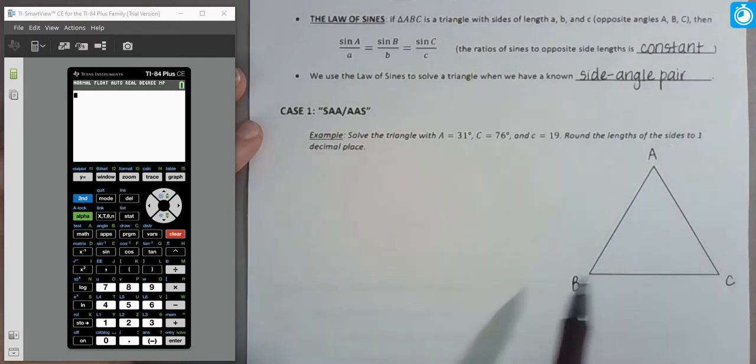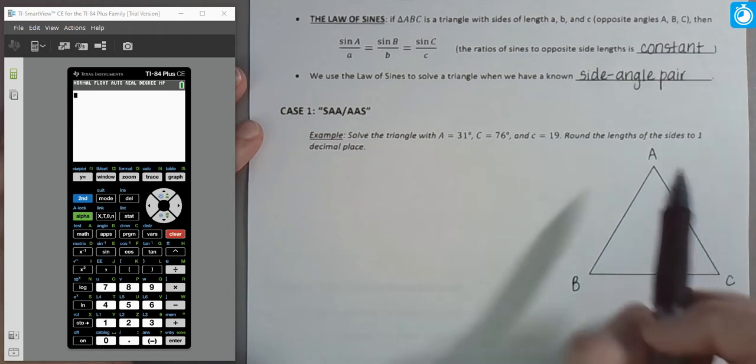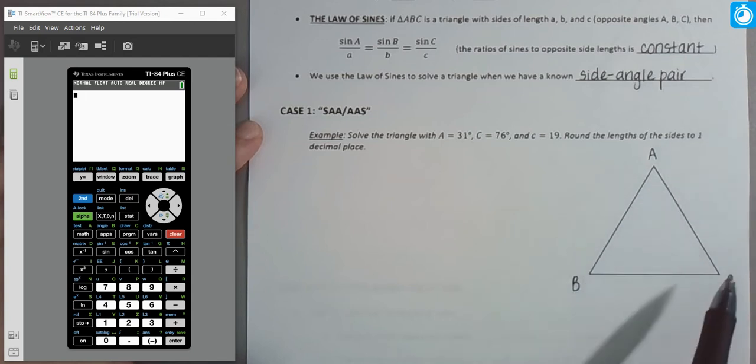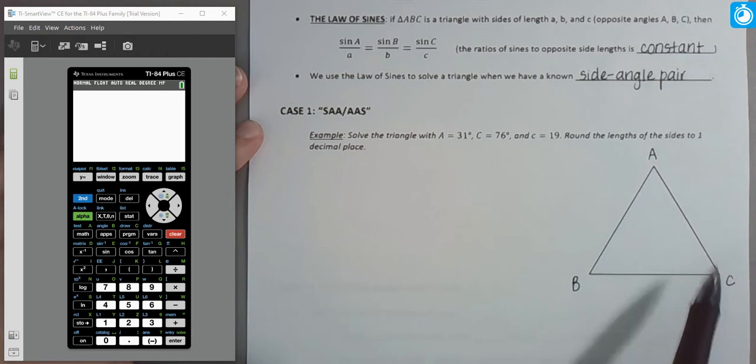Now, once I've labeled in this order, I'm committed to where these side lengths are. So side A is opposite angle A, side B is opposite angle B, and side C is opposite angle C. And again, angle C does not necessarily represent a 90-degree angle. Side C does not represent the hypotenuse. These are just arbitrary labels.